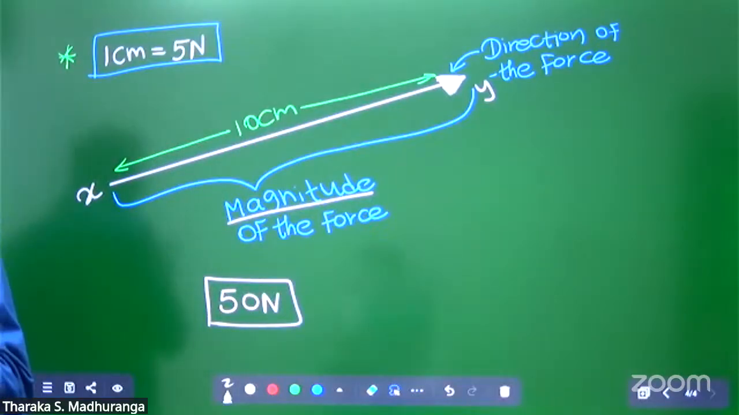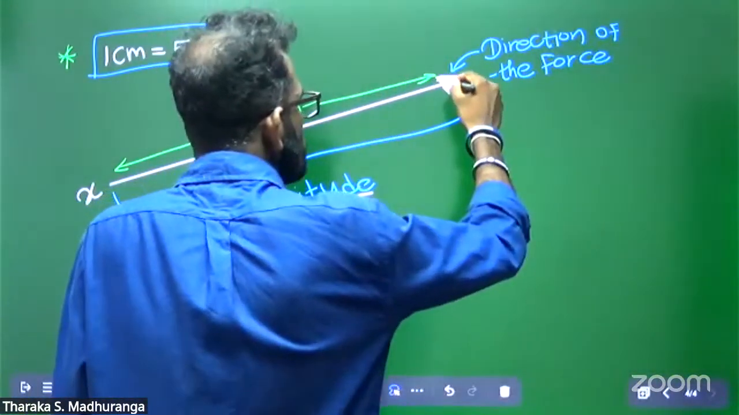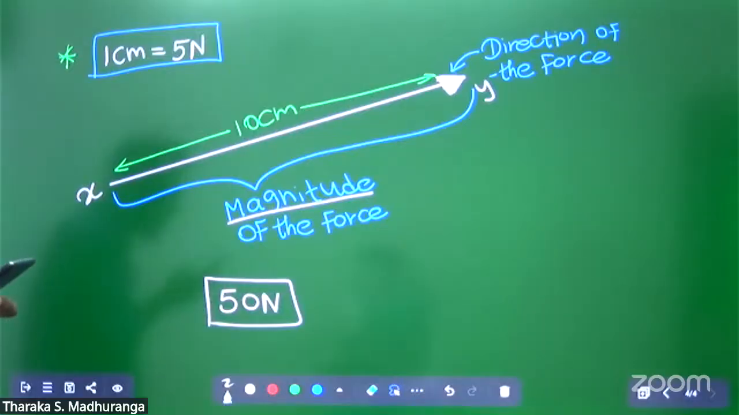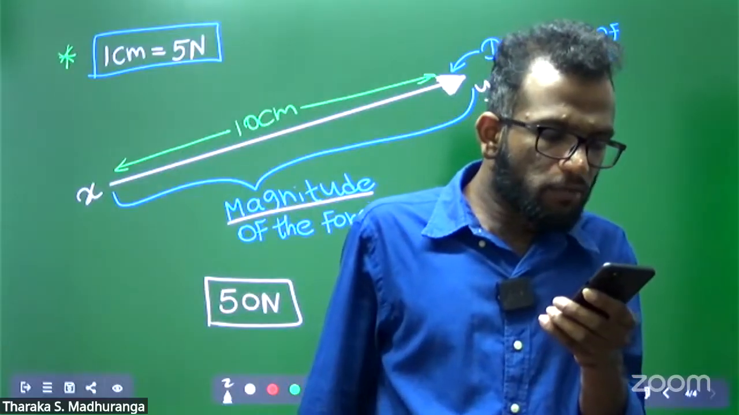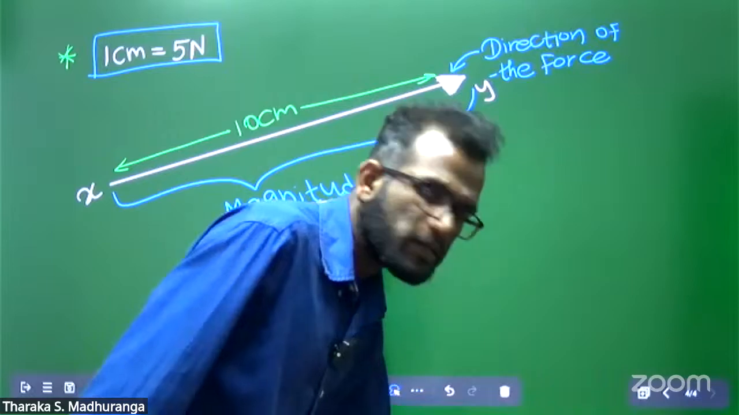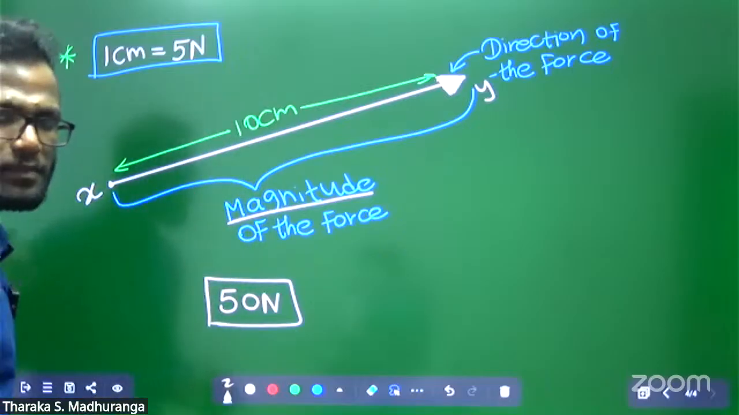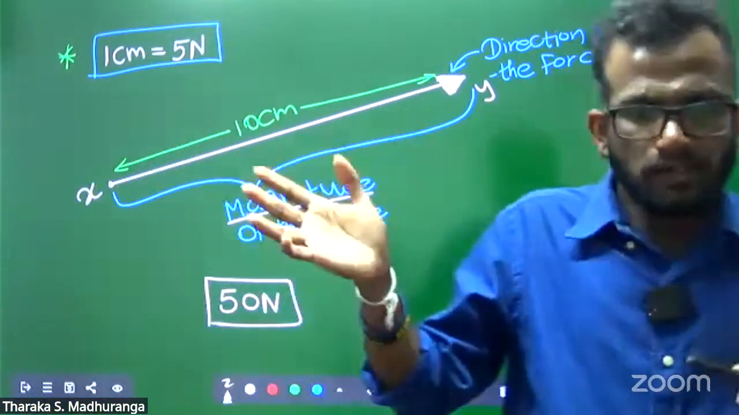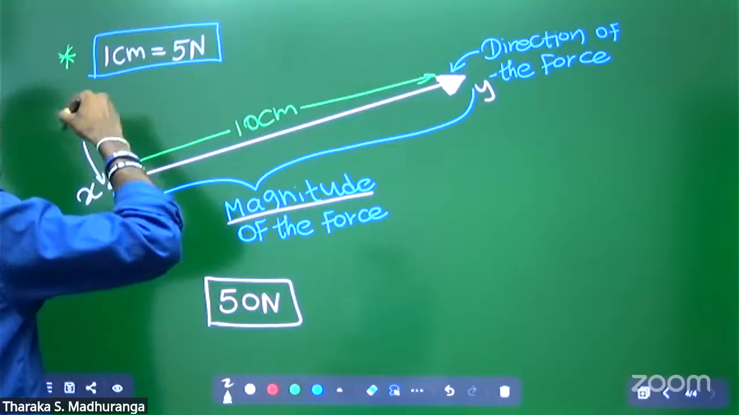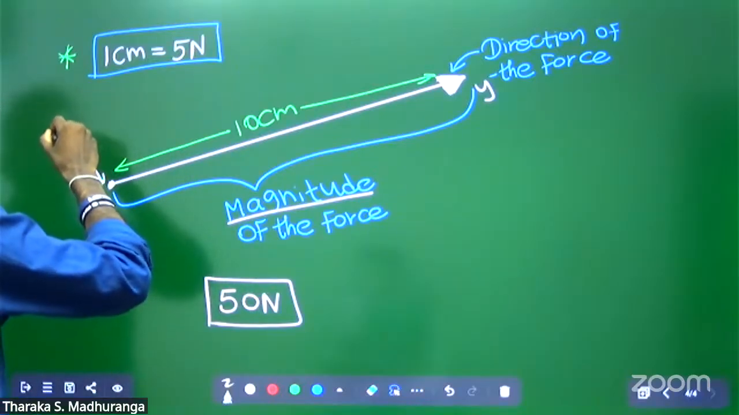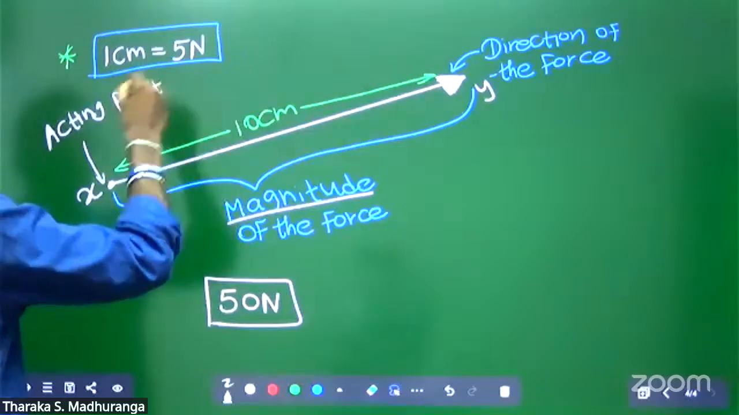The direction in which the force acts is represented by the arrowhead at y. I think you don't need to explain more. Point x is the point of application of the force, the acting point of the force. We will understand that later. Remember, this is the acting point of the force, or application point of the force.